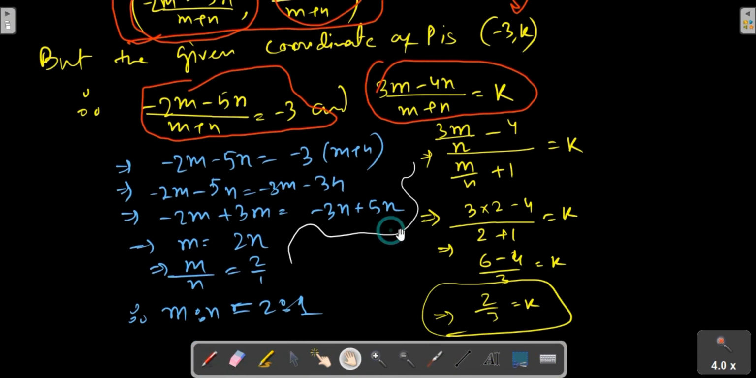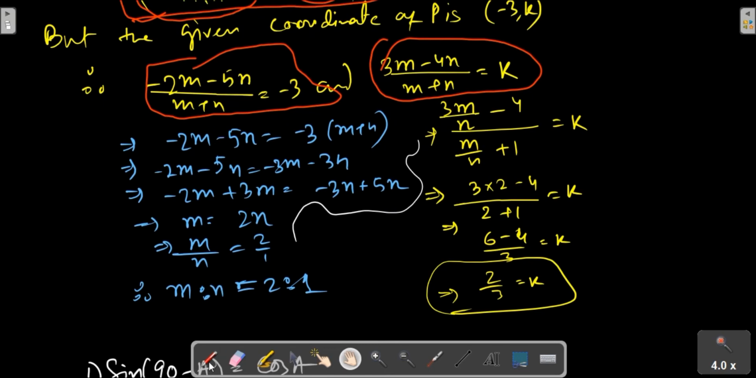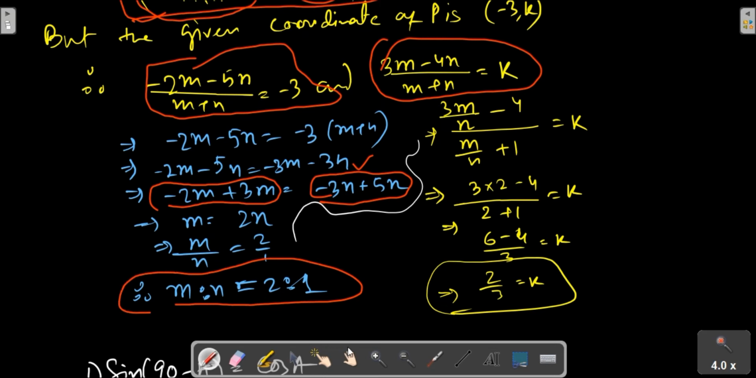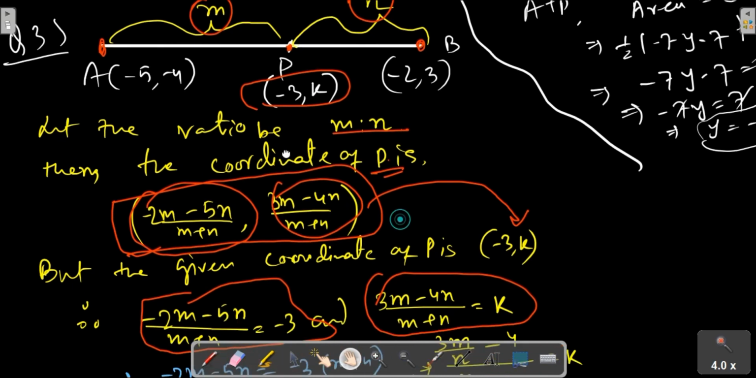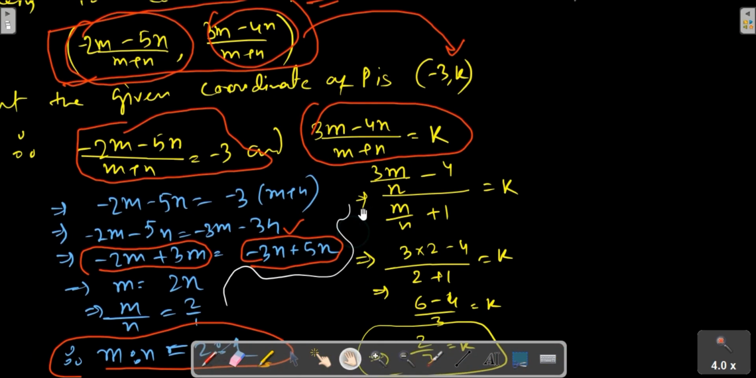Now if we proceed with the left side equation, I have just cross multiplied this m plus n with this minus 3, and see the mechanical calculation, it's very simple. What I have done is separated the variables on both sides: in the LHS I have kept only m parts, and in the right hand side I have kept only n parts. So here what I have got is m equals twice of n, so m by n equals 2 by 1, that means m is to n equals 2 is to 1. So this is one answer, that in the ratio of 2 is to 1 the point P is dividing the line segment. Next they have asked to find out the value of K as well.